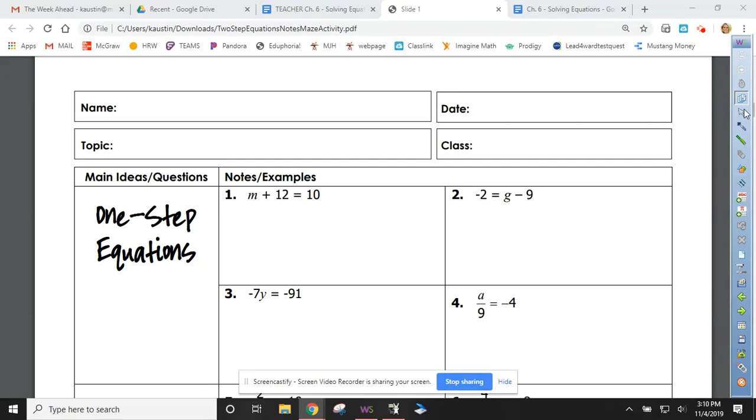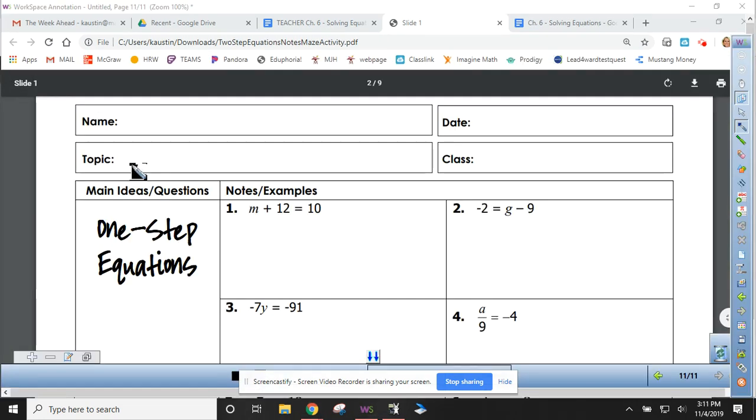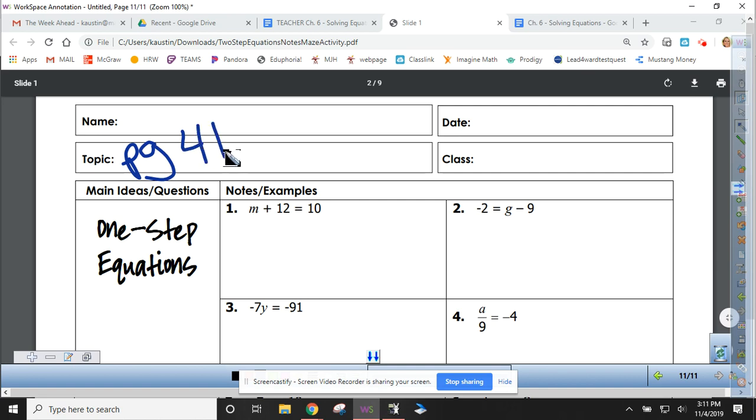Okay, now we are on page 41 of your journal. We're going to revisit one-step equations, fractions, and then we're going to get into two-step equations.